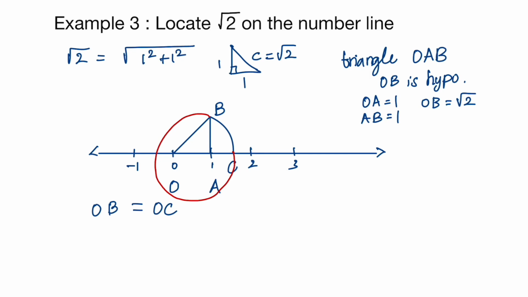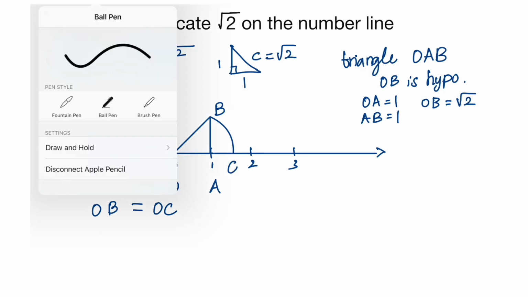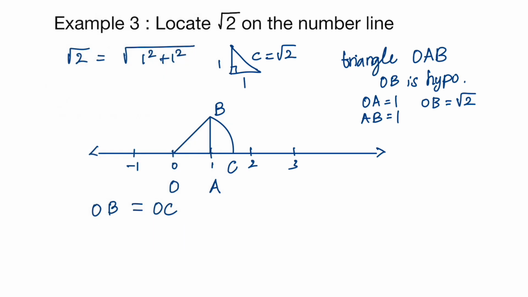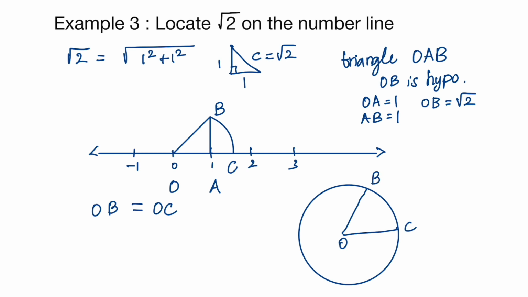Now OB and OC are just radius lines of a circle. So let me just draw it somewhere else. I think you would understand it better then. So let us consider a circle, and from the center we have two lines. The center of the circle is O, one end is B, another end is C. Now we know that obviously OB is equal to OC, right? Why is that? Both these are just radii of the circle, so obviously OB is going to be equal to OC.